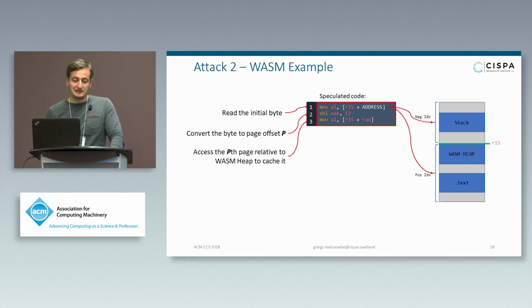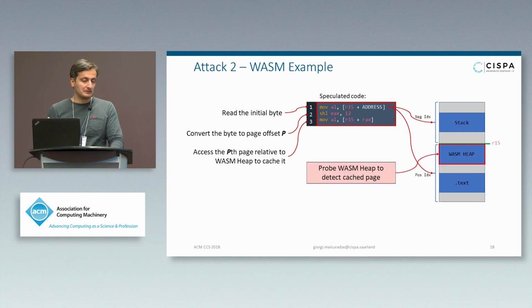And finally, we will do another memory access from the base address of the WebAssembly heap, using the value that we have just leaked. And what it will do is, if the leaked value was 1, it will cache the second page of the WebAssembly heap. And what we need to do is just go over all of the heap pages of WebAssembly, and the one that was cached will correspond to the leaked value.